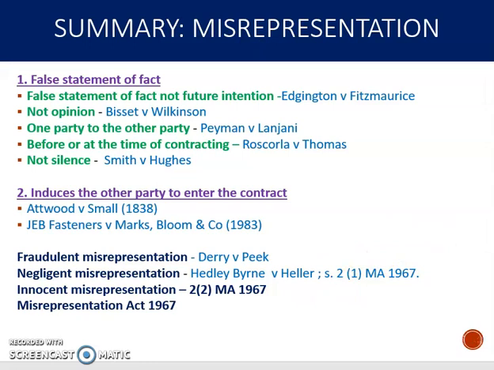Under Section 2(1) of the Misrep Act, a negligent misrepresentation is a statement made without reasonable grounds for belief in its truth. So that might be where someone could have quite easily found out the truth of the statement. The burden of proof is on the representor to demonstrate that they had reasonable grounds for believing the statement to be true. The final type of misrepresentation is an innocent misrepresentation, and this exists where the representor can demonstrate reasonable grounds for belief in the truth of the statement.